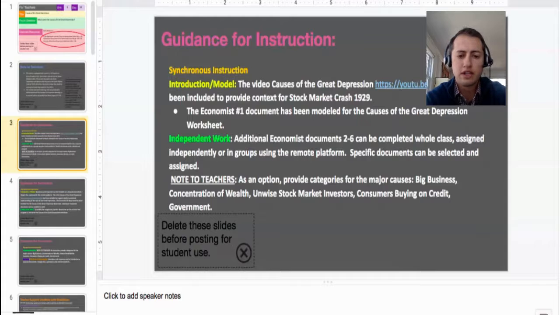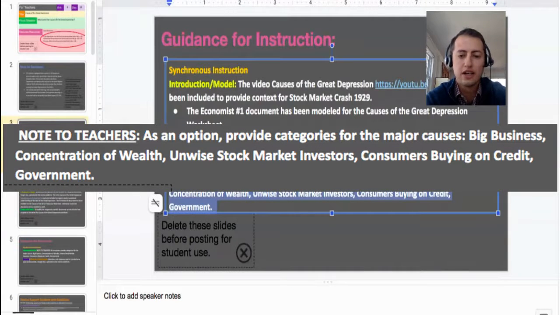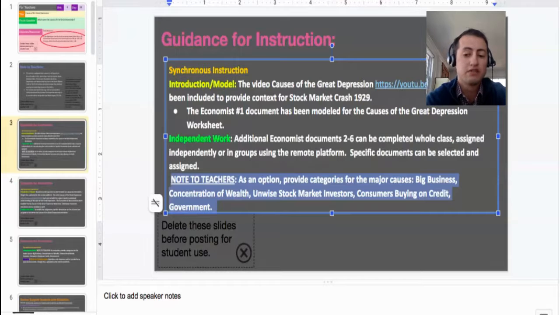Also, this note here, which is actually on 2 slides, once we get to this portion of this lesson where students are analyzing economists' points of view, it might be helpful for some students for you as a teacher to categorize those before they get started. It's not done in the lesson, and I don't do it on my Google Doc, but I can definitely see how it'll help some students just get the ideas and the understandings of the causes of the Great Depression.